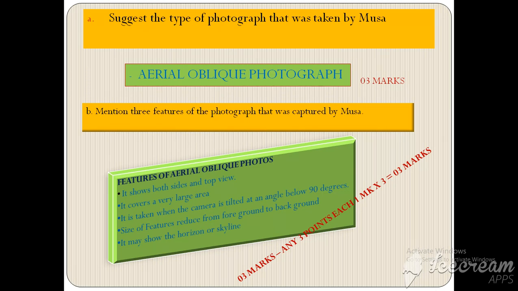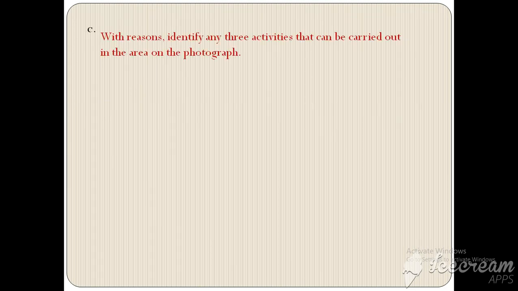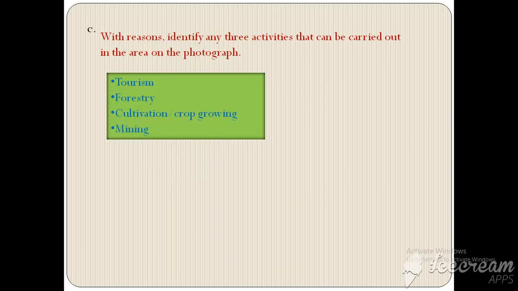Then another question, identify any 3 activities that can be carried out in the area. You mention the activities that are carried out in the area. So here we mention the activities which are carried out in highland areas, because we are told that it was a mountain ahead. So the photograph, it was showing a mountain or a highland landscape. So among the major economic activities, we have tourism, we have forestry, we have cultivation and mining.